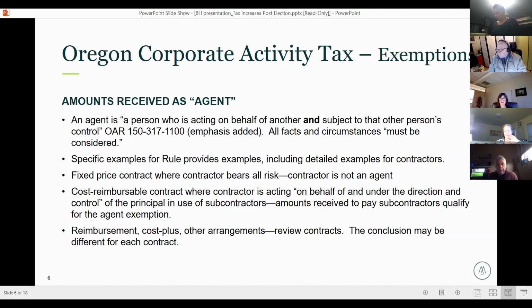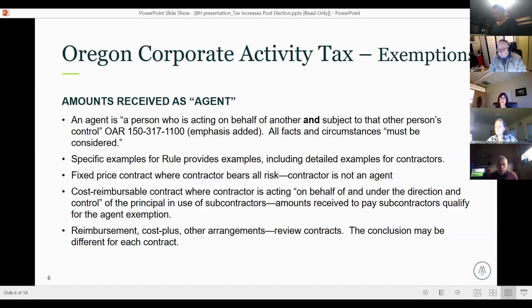So the contractor says they're going to build a structure for a certain price. The contractor's at full risk of making income or incurring a loss with respect to that contract. The contractor's not an agent. For a cost reimbursable contract, when the contractor is acting on behalf of and under the direction and control of its principal, in use of subcontractors, then the amounts the contractor received from the principal in order to pay the subcontractors will qualify most likely for that agent exemption, assuming that the documentation all lines up.